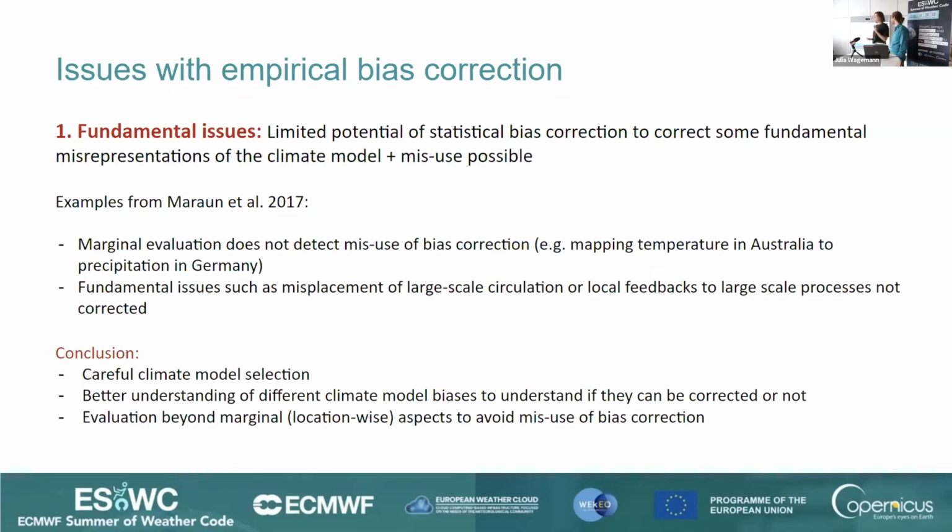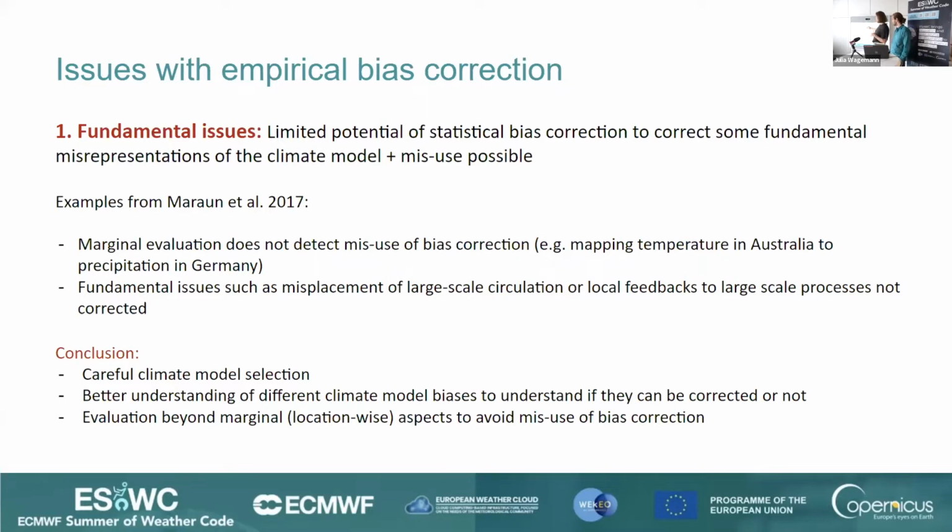way. So fundamental issues, like I said, that means there's some biases in climate models that empirical bias correction won't be able to correct. For example, a misplacement of large scale atmospheric circulation is difficult to match afterwards. And also, as you might have thought, it's quite an ignorant method, so to say. It just literally matches two distributions at its core. And there's really no inherent understanding of what those two distributions are.